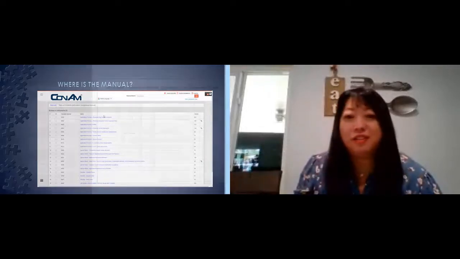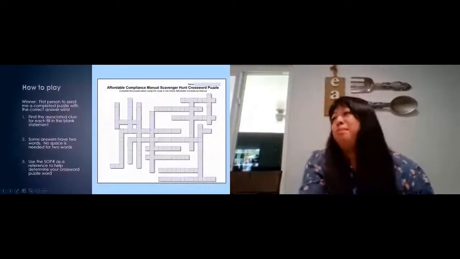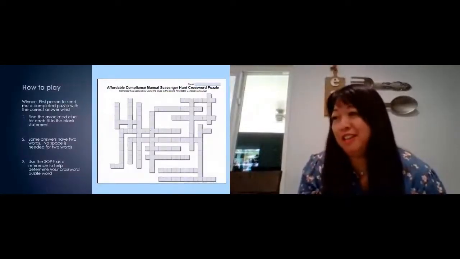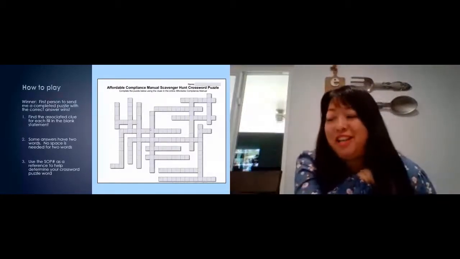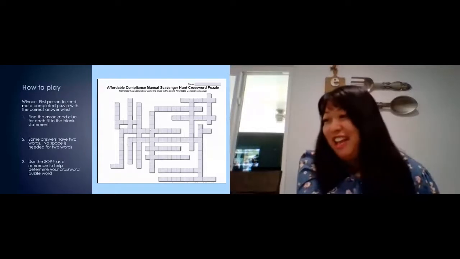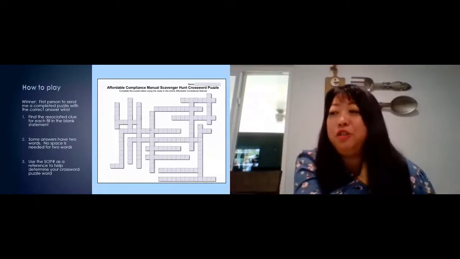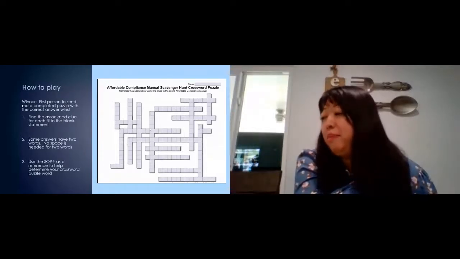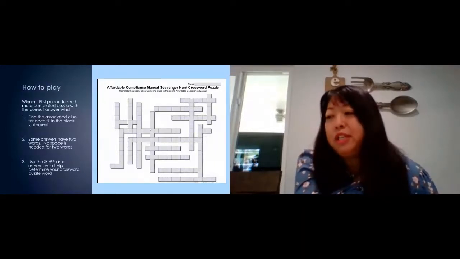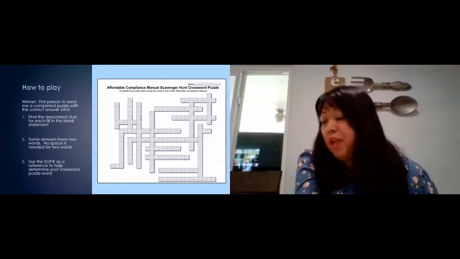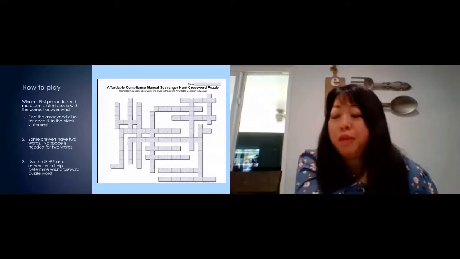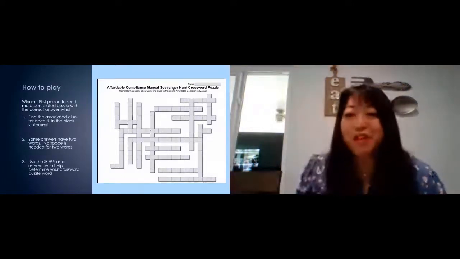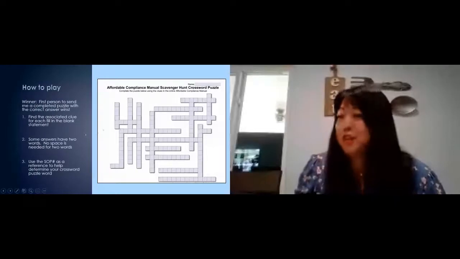Okay, going on, you all got the crossword puzzle downloaded. The winner will be the first person to send me a completed puzzle with the correct answers. You're going to find the clue for each and fill in the blank statement. Some answers have two words, but you don't need a space in between if it's two words. You can also use the SOP number as a reference to help determine your answers. Are you ready? Here's the first clue.